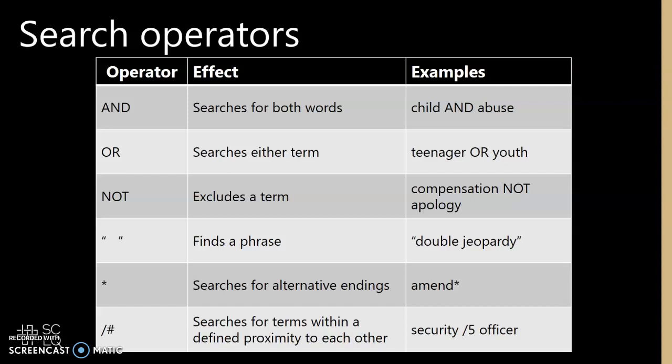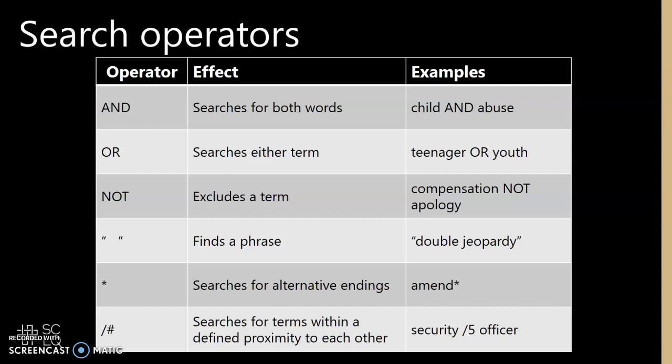The operator or goes in between any of those synonyms that you brainstormed and tells the database to search for either of those terms in the documents, but just lets it know that you don't need both of them in there. So in this example, it would pull back documents that might interchangeably refer to children as teenagers or youths, or it might exclusively use the term teenager or exclusively youth.